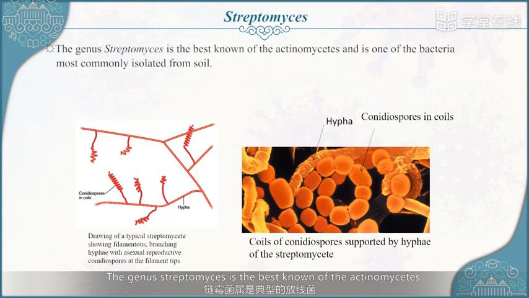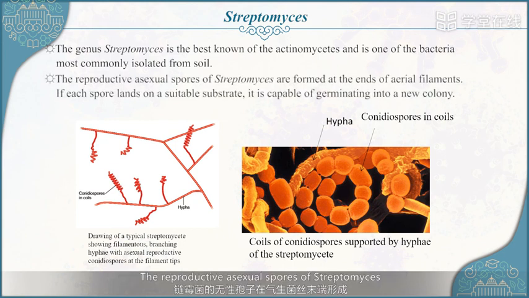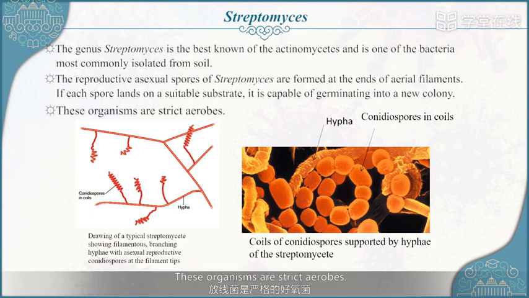The genus Streptomyces is the best known of the actinomycetes and is one of the bacteria most commonly isolated from soil. The reproductive asexual spores of Streptomyces are formed at the ends of aerial filaments. If each spore lands on a suitable substrate, it is capable of germinating into a new colony. These organisms are strict aerobes.